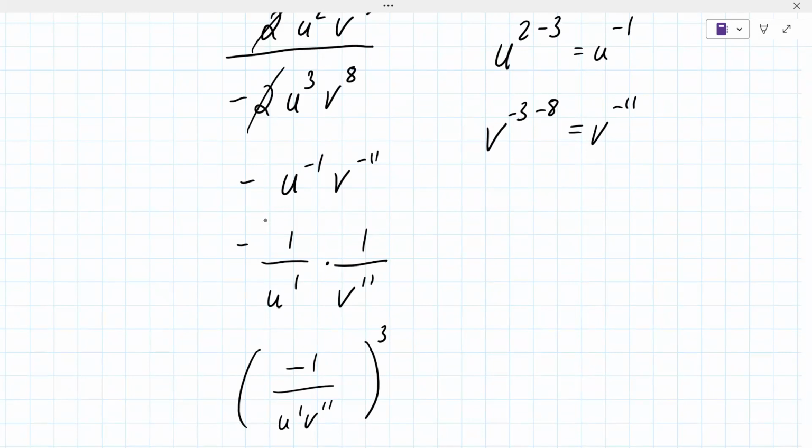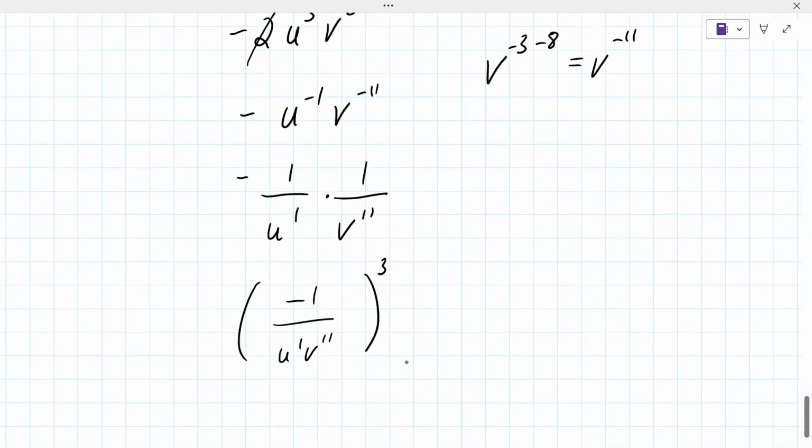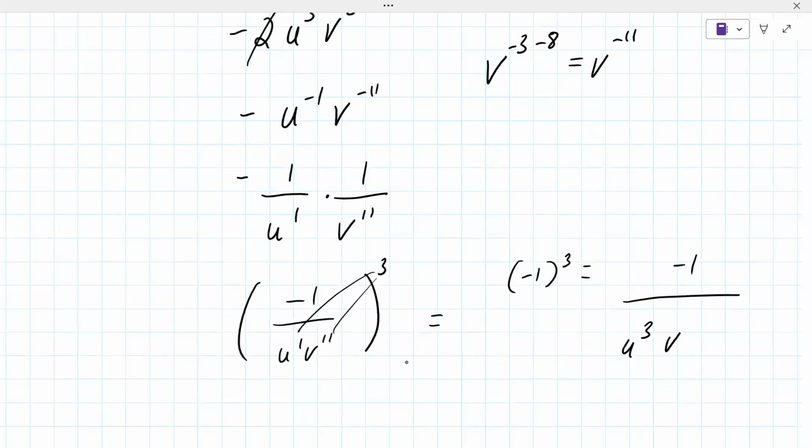Now, the reason you do the stuff inside parentheses first is that it makes the power of 3 easier to deal with. Hopefully you see that it's a little bit less work. So this becomes negative 1 to the power of 3, which is negative 1. And then you're multiplying the exponents here. U cubed v to the 33 power like that.